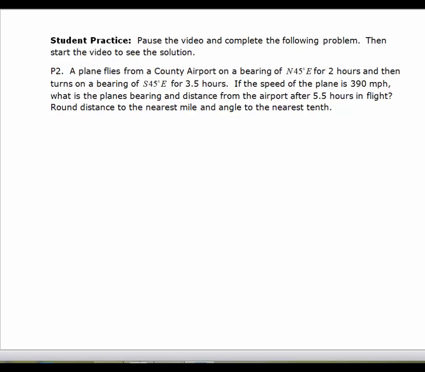So again, we're going to start by just labeling where the airport is. So we'll start with the airport, put a point, and we'll just draw a very light north-south line. And in this problem we are going north 45 degrees east for 2 hours. So to figure out my distance, I know the angle has to be 45 degrees in here. Right, I'm coming northeast, so I'm starting at the north line, making a 45-degree angle. I want to know how long this line segment should be.